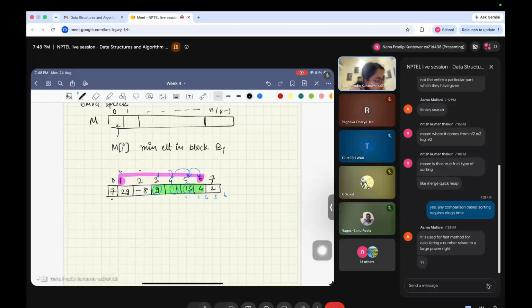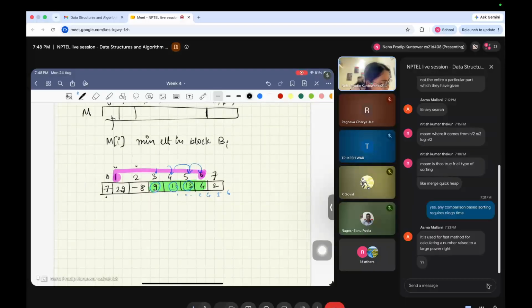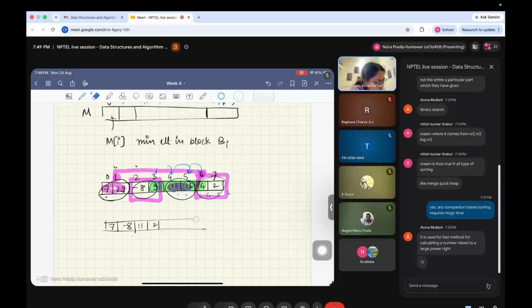With respect to this algorithm, what we would be doing is I will divide this into blocks. This is my first block, this is second block, this is my third block, and this is fourth block. So these are the 4 blocks. What you do is keep the minimum of this block, which is 7. Keep the minimum of the second block, that is minus 8. Keep the minimum of the third block, that is 11, and keep the minimum of the fourth block, that is 2. So for me n was 8 and k was 2. Let us assume that for now.